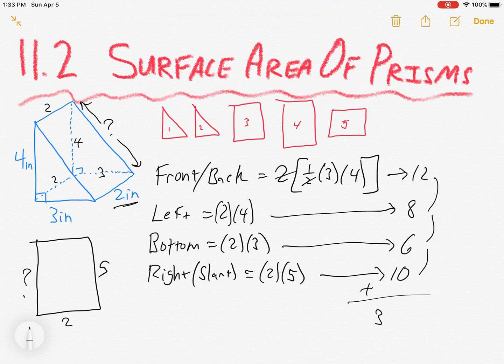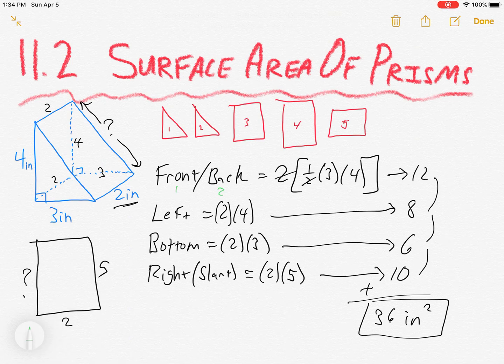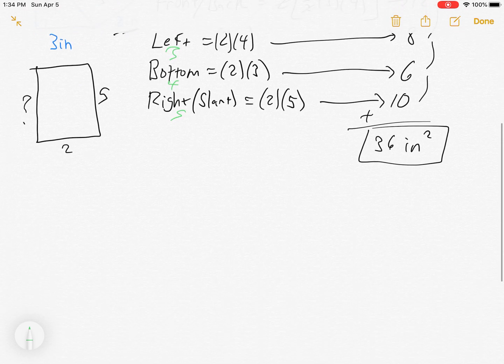What do we get? We get 20, 26, 36. 36 square inches is the surface area of this. So you just add up the faces. Try to count them maybe in the beginning and make sure you account for all of them in the end. So on this one I had 1, 2, 3, 4, 5 faces. I accounted for all 5 of them.